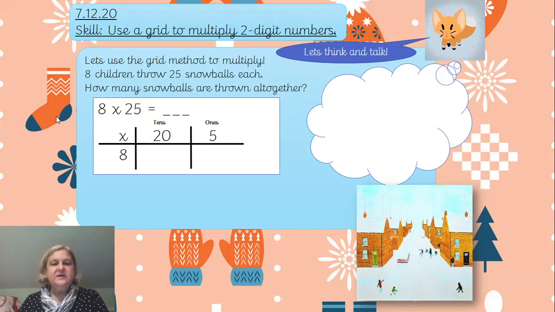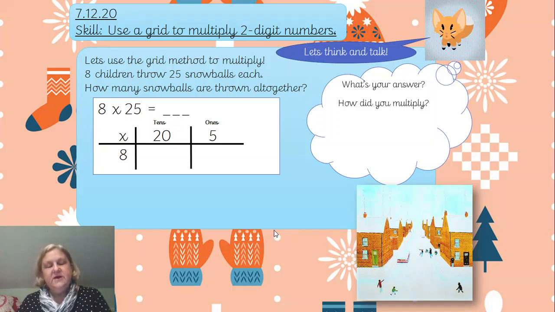Have a little think and a talk. What would your answer be for this one? How did you multiply it up? So I'm going to get you to stop the video there and have a little pause and think, how would you multiply? How would you do this?